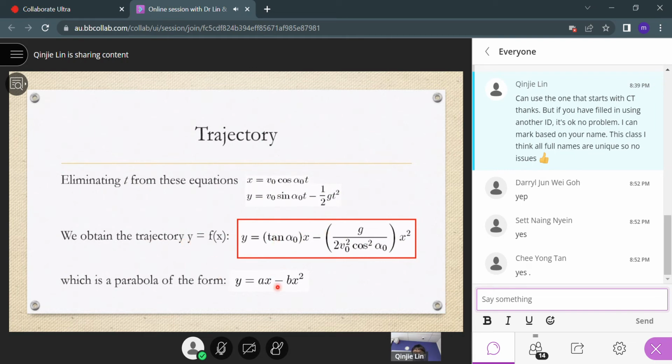You see, this is actually a parabola. That means something x minus b x squared. So you see down here, there's a minus x squared, and you will know what the graph will look like. The shape looks like a sad face, which is correct, because projectile motion will look like a sad face shape. So this describes the trajectory.